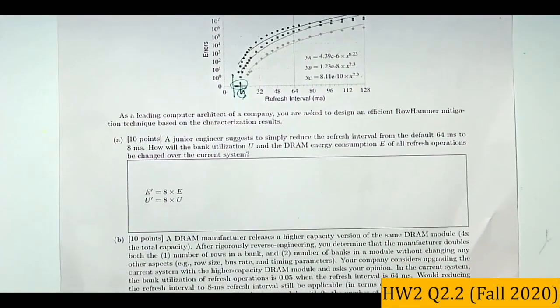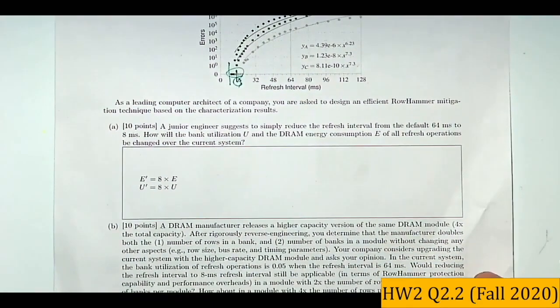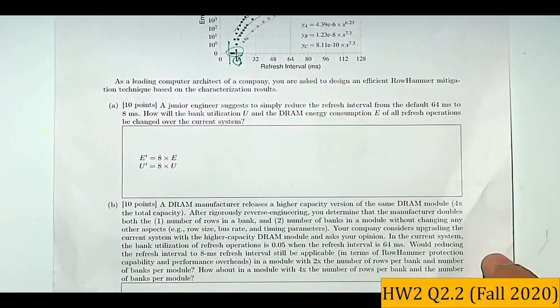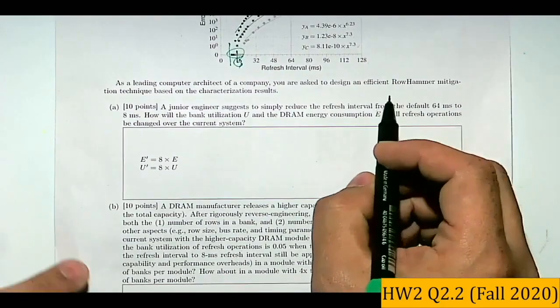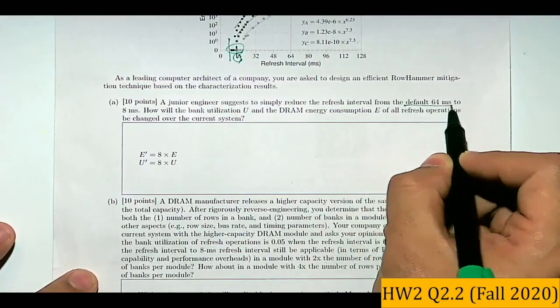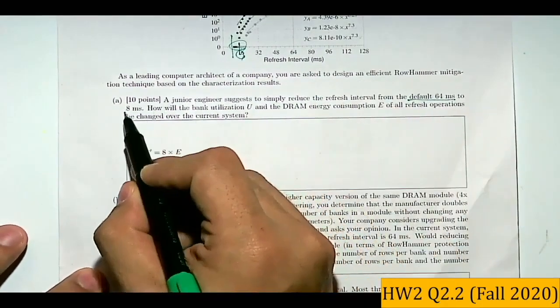Okay, and based on this, as a leading computer architect of a company, you are asked to design an efficient RowHammer mitigation technique. But your junior engineer suggests a very naive but immediate mitigation technique, which reduces the refresh interval from the default value of 64 milliseconds to 8 milliseconds.